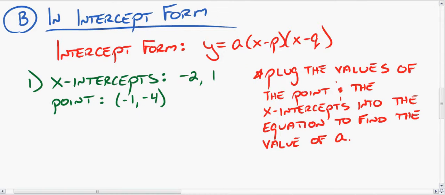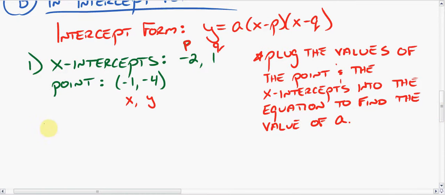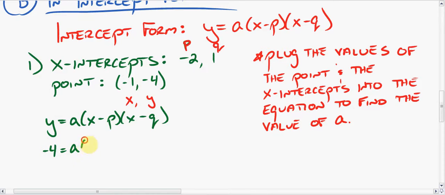Because if you remember, the x-intercepts are represented by p and q. So we've got our p and our q here, and our point is x and y. So the x is going to get used twice, the y will only be used once. So let's go ahead and do that. Alright, so we have our equation y equals a times x minus p, x minus q. Our value of y is -4. The a value is unknown.